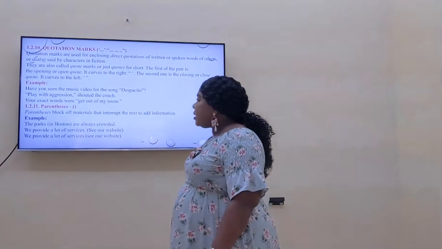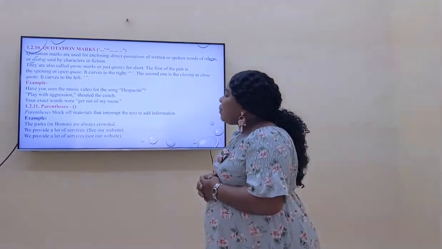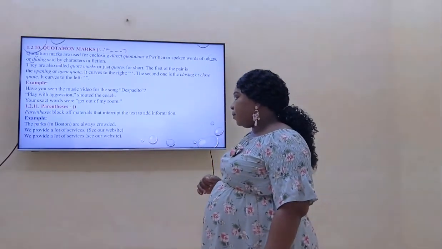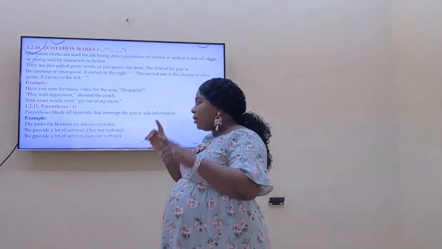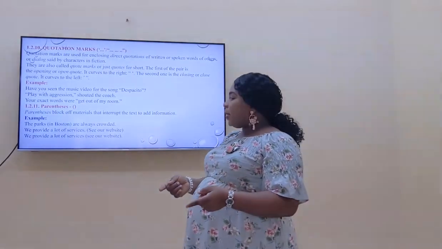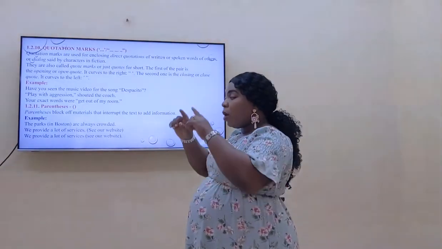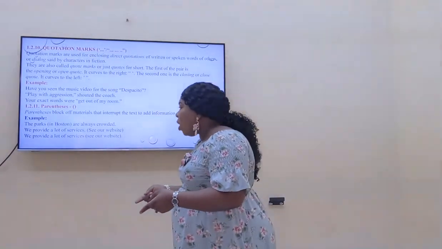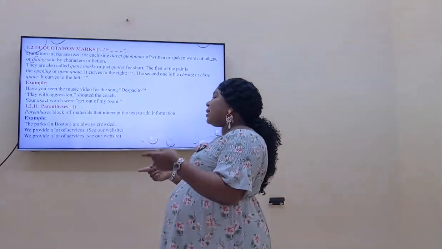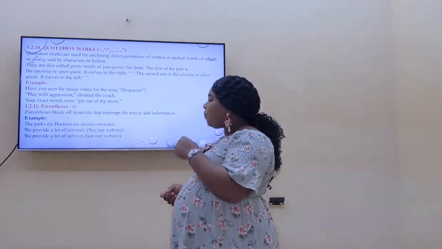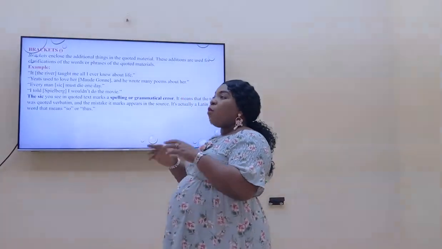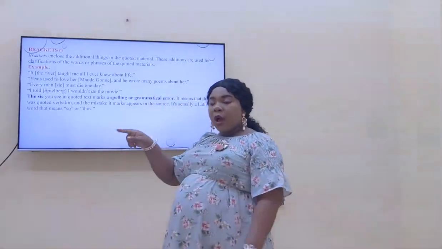Okay, we have parentheses. Parentheses block off materials that interrupt the text to add information. For example, the parks (in Boston) are always crowded. You see that? The parks in brackets, or parentheses rather, in Boston are always crowded. We provide a lot of services (see our website). Okay, we provide a lot of services, parentheses, see our website. That means if you want more information on that, see our website.